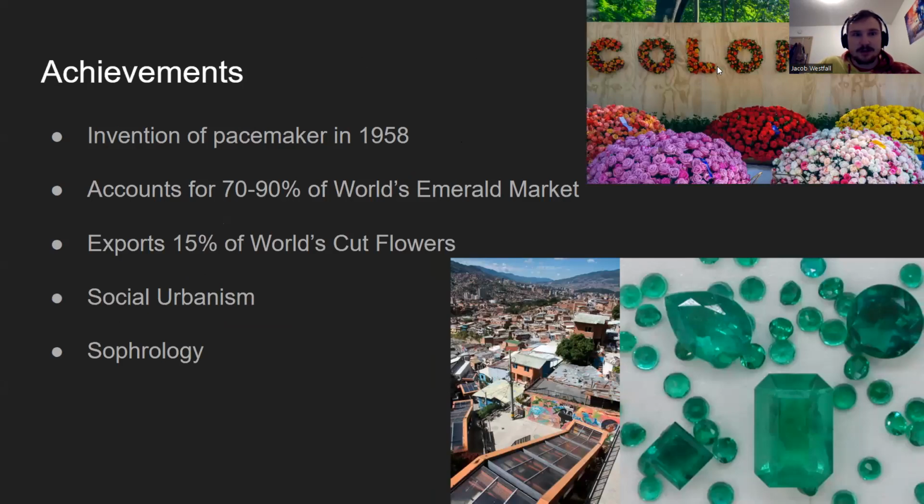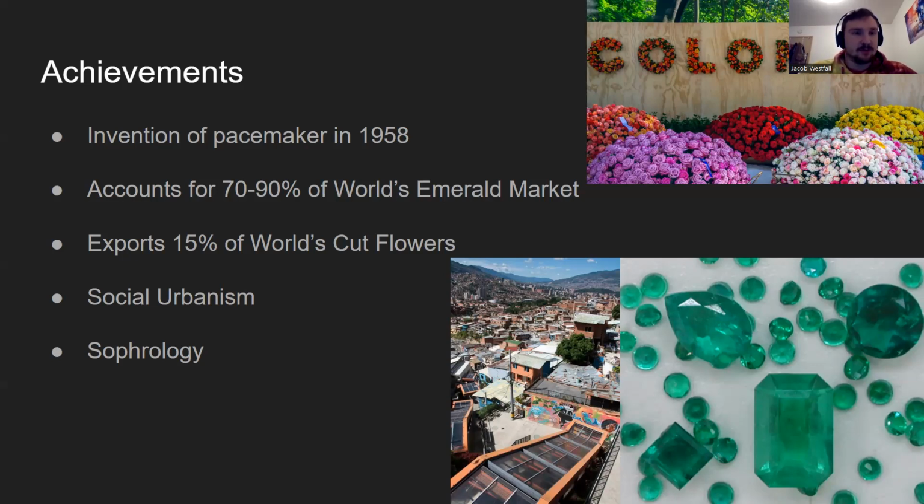So, as for achievements, two Colombian natives participated in the invention of the pacemaker in 1958. It's not guaranteed that they were the exact first inventors of the pacemaker, but they had a part in creating it, and they created one of the first working external pacemakers in 1958.